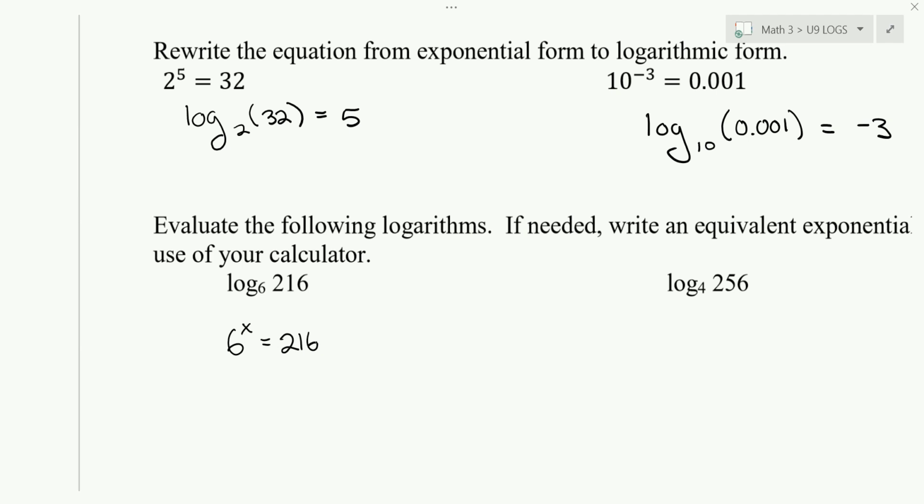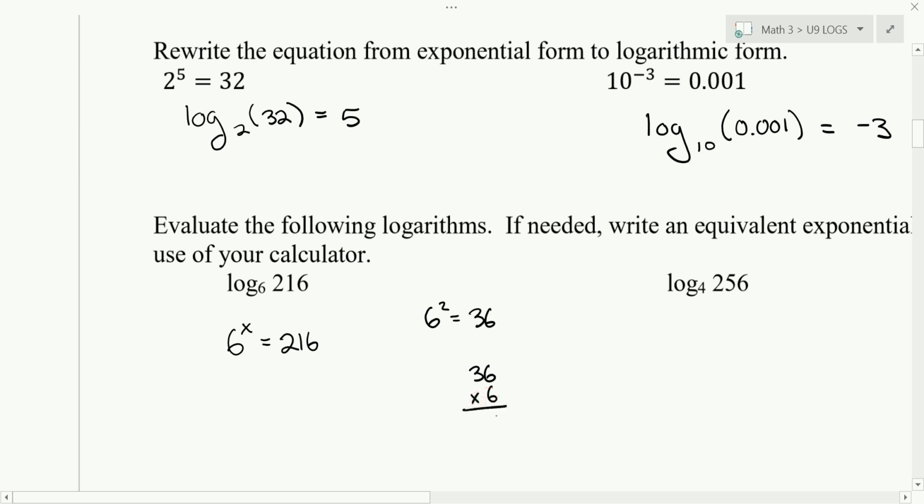What power is that? 3? How'd you know that? You just tried it out, or you knew it already? Lucky guess. Well, you just try out powers of 6. You guys know what 6 squared is? 36. We know that one. You may not know 6 to the third, but you can find it by going 36 times 6, right?